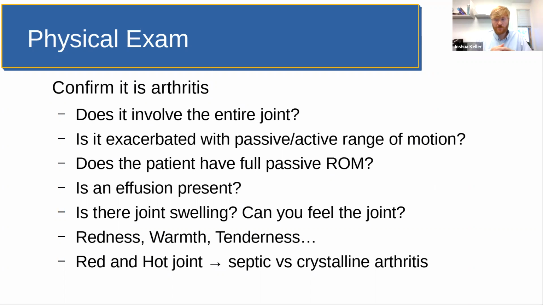And then, the signs of inflammation: redness, warmth, tenderness. If there's a red hot joint, particularly one or two, you really have to think of septic arthritis. Crystalline arthritis is higher on the differential of what it might be, but you have to be concerned about dangerous things first. So with one or two red hot joints, you have to be concerned about septic arthritis, which can destroy a joint in just a couple days. So it's an emergency.